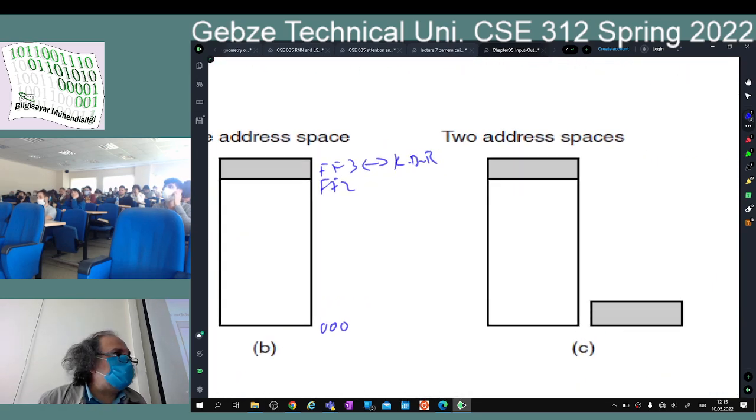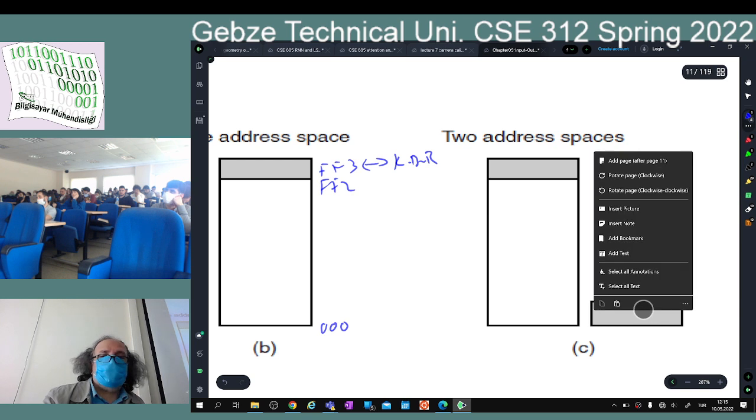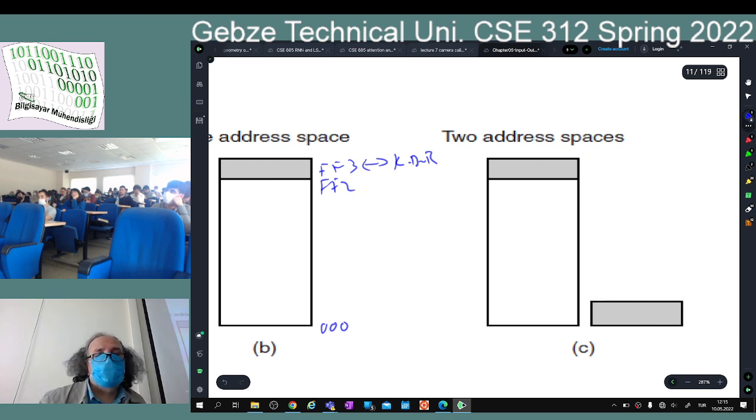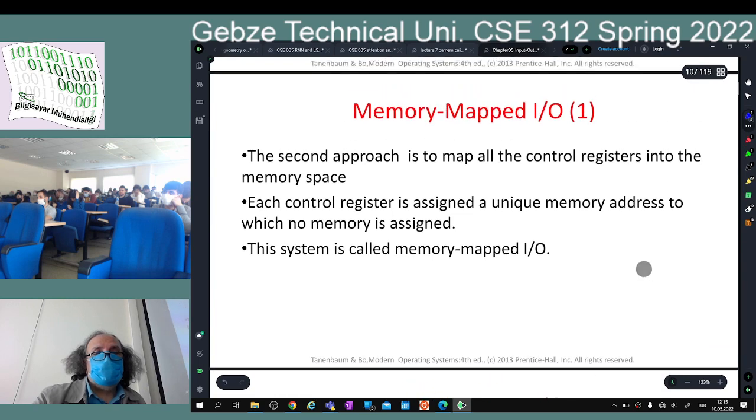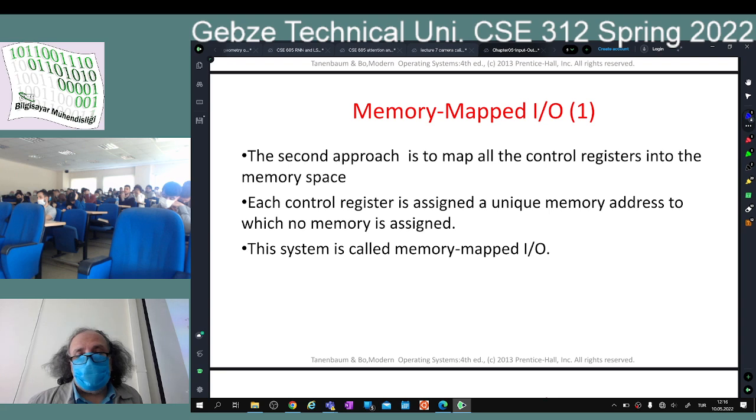Intel architectures are usually like this. Both special instructions are available. You can do the I/O port space, and also you can do memory mapped I/O. Two of them are available. So this is how you communicate with the I/O devices.